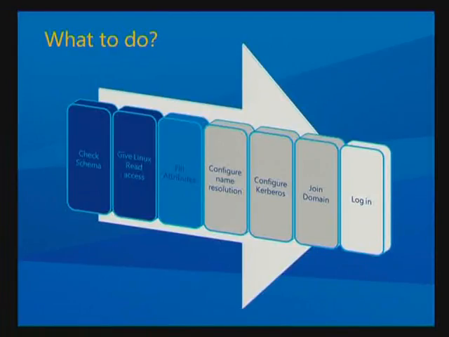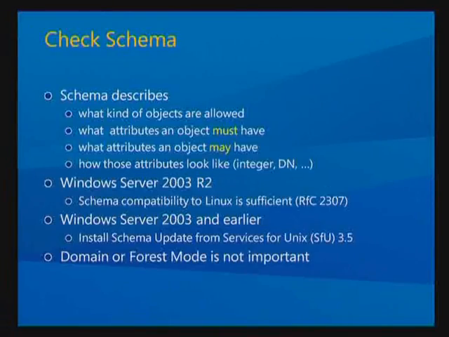We check the schema. What the schema is, I don't think I have to repeat it. It's just what kind of objects are allowed, what attributes an object must have, may have, and how those attributes look like. Is it an integer, is it a string, is it a distinguished name, or something like that. If you have a Windows Server 2003 R2 domain controller in your forest, your schema is ready. You don't have to do anything. Because when you install Windows Server 2003 R2, there's a schema update which makes it RFC 2307 compliant.